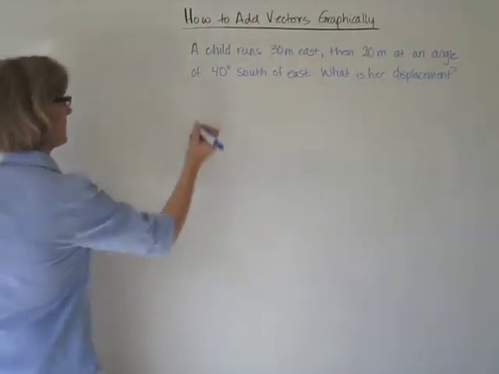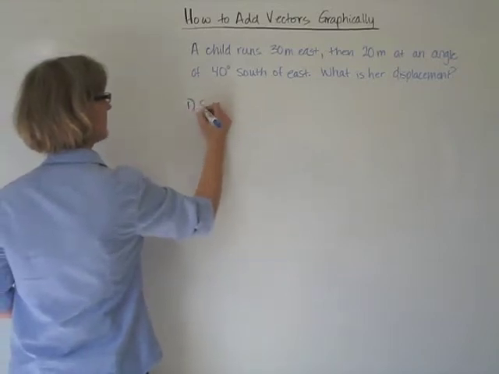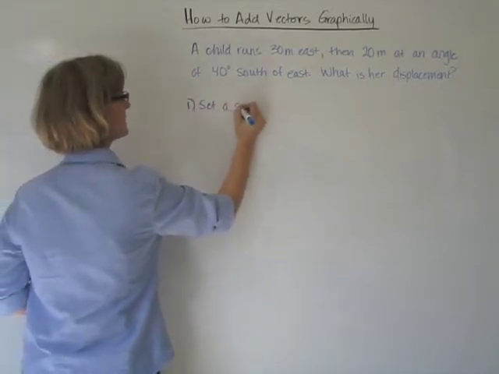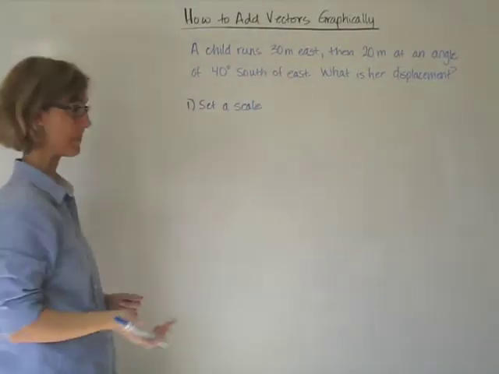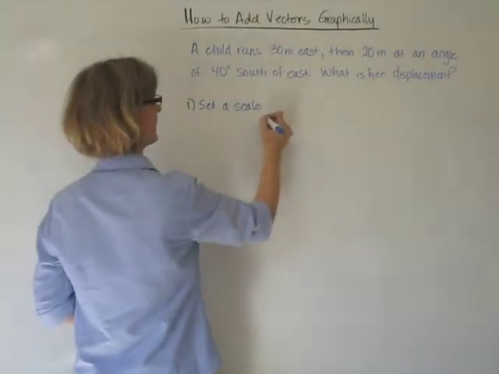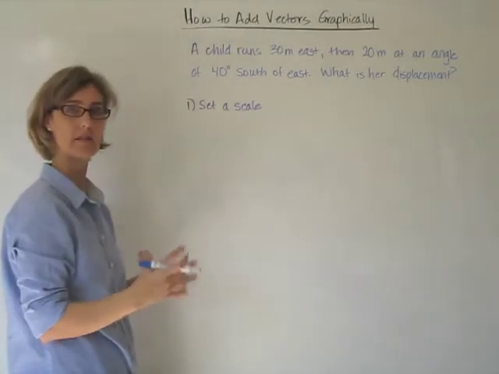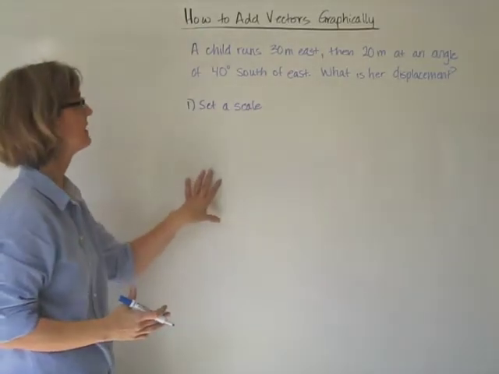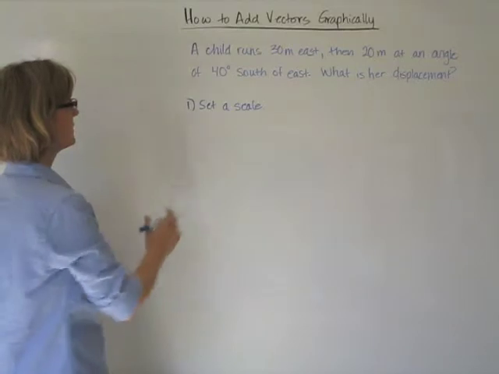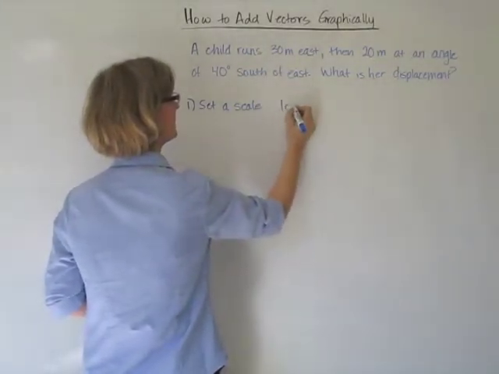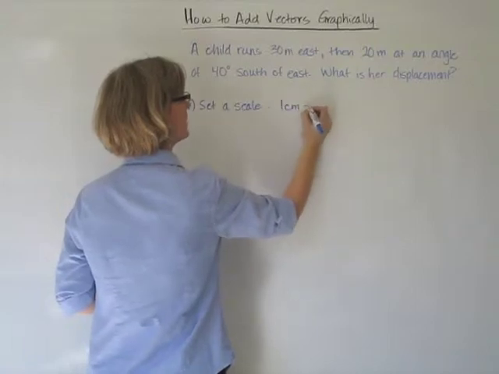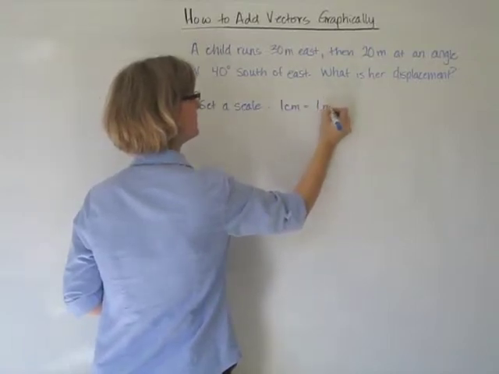The first step is to set a scale, because you cannot draw a vector that is 30 meters long on your paper. So we're going to choose a scale that would fit. You would choose something that would fit on a piece of graph paper. I'm going to choose something that fits nicely on the whiteboard. So 30 meters, a good scale for the whiteboard would be 1 centimeter being equal to 1 meter.